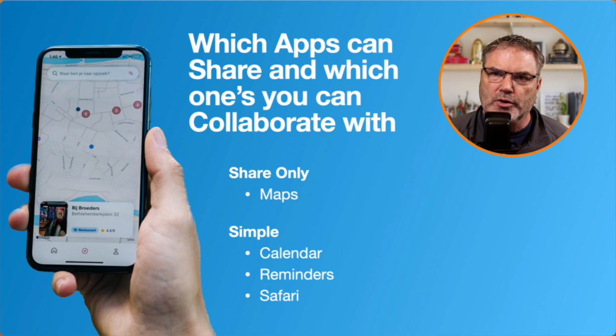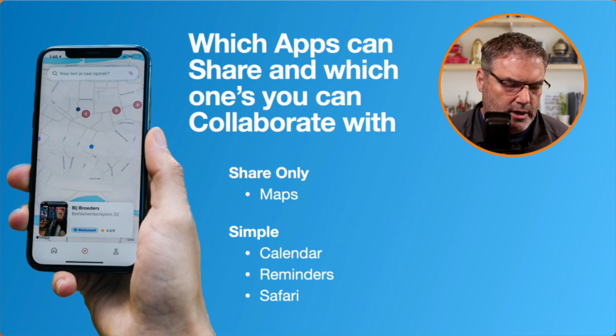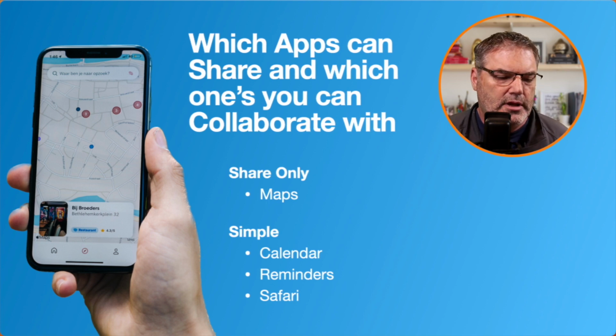So with these, what you can do is share events in the calendar app, of course. With the reminders, you can share lists, such as a grocery list. And then with Safari, you can share a tab group. So, you can have a group of tabs and share that with someone or multiple people.